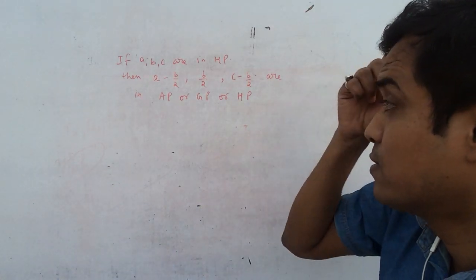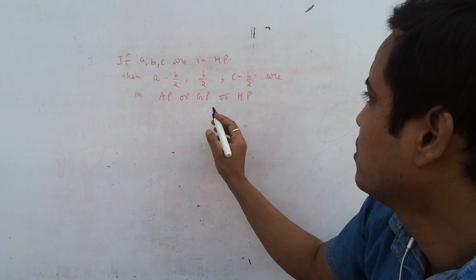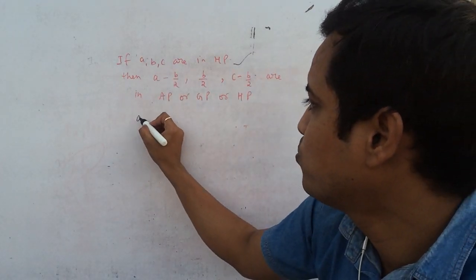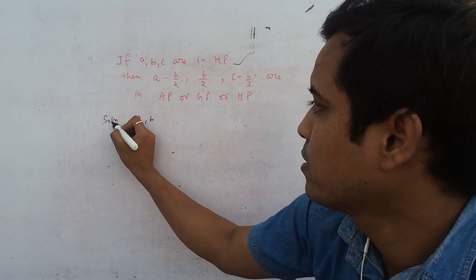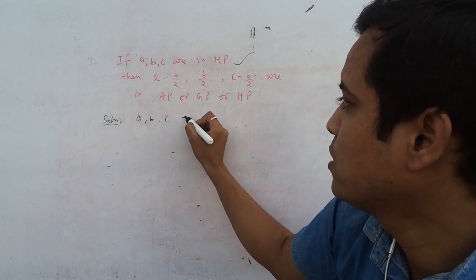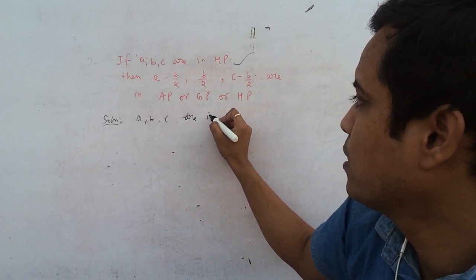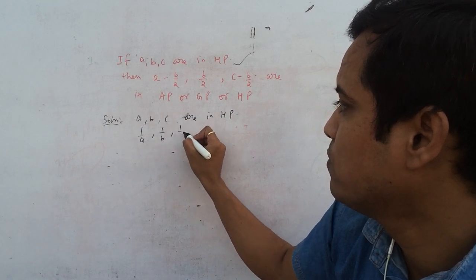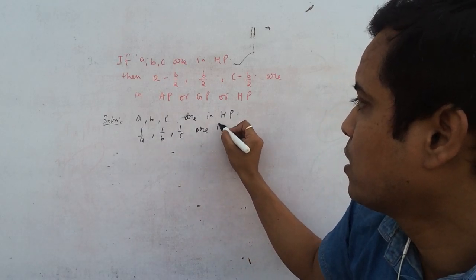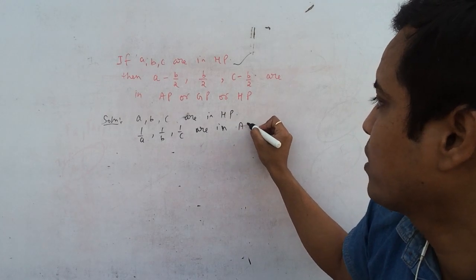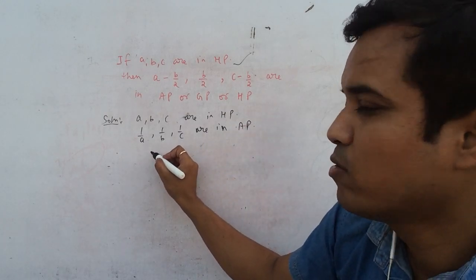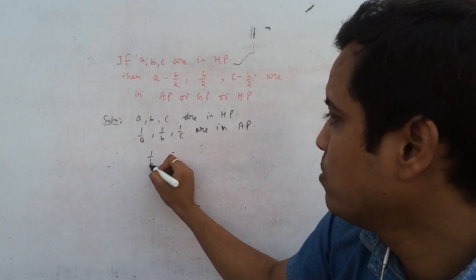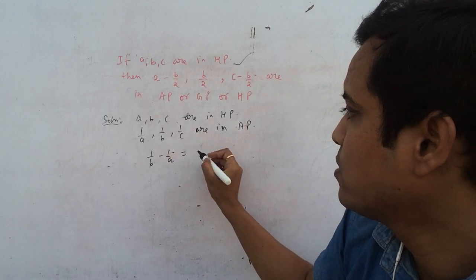How would you approach this? In order to solve this question, since it is given that A, B, C are in HP, that means according to the rule, 1 by A, 1 by B and 1 by C would be in AP. So what do you know about AP? The common difference is equal here. 1 by B minus 1 by A equal to 1 by C minus 1 by B.